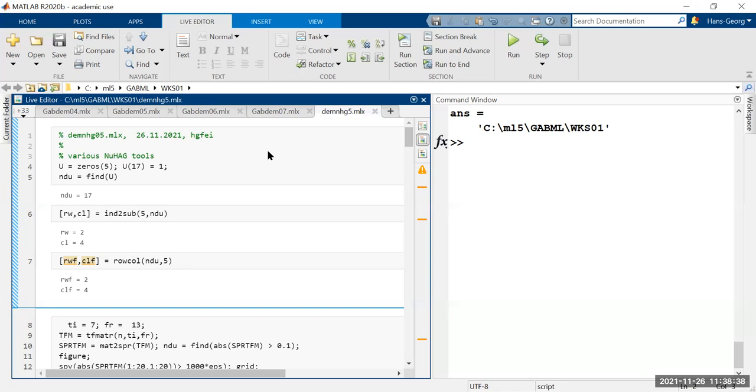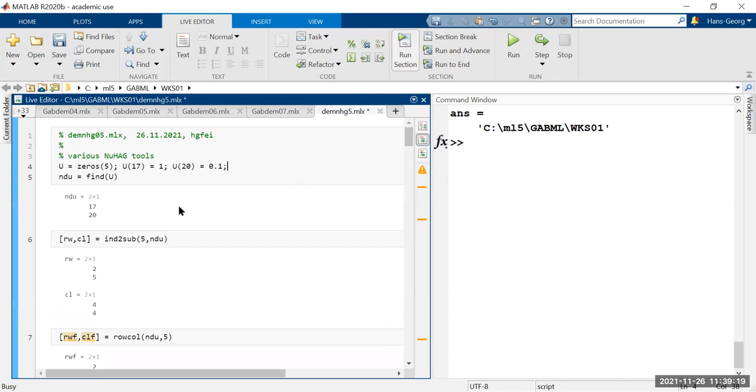If I start with a zero matrix of size 5, so U is zeros of size 5, and I put a 1 at position 17. And of course, if I'm asking where there is a 1, I could also put a 1 at position 20, or maybe something else, and I run this same section once more. Then you see the find command is telling me that, going through the 25 positions of a 5 by 5 matrix, I have found something non-zero. You could even have an imaginary part, so if it's i times something, you find something non-zero here.